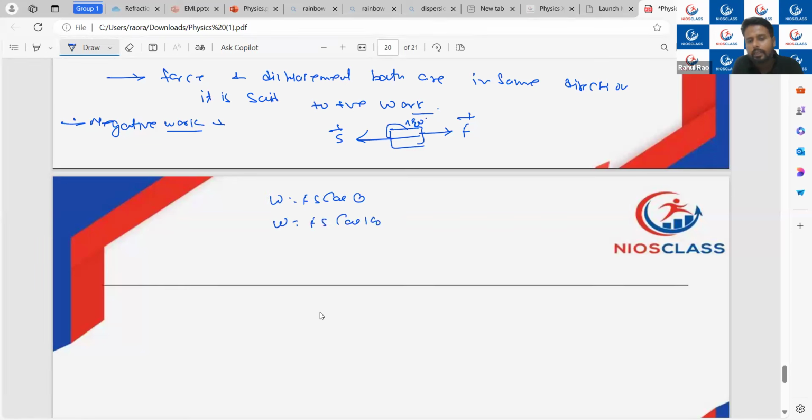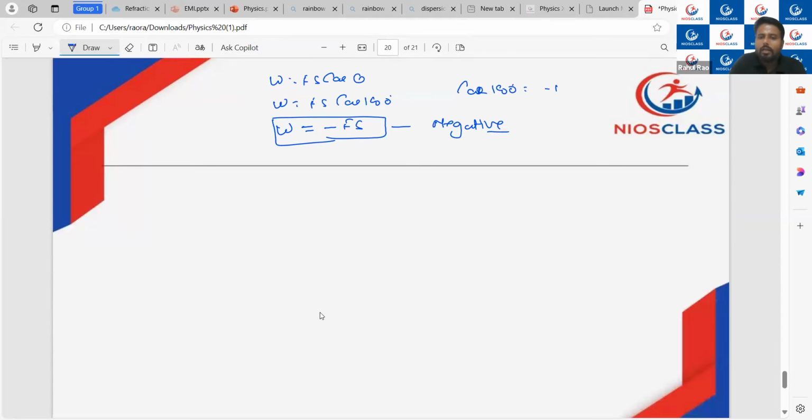Cos 180 degree, and cos 180 degree is equal to -1. So work done will be equal to minus Fs. So this is called negative work. Negative work means force and displacement are opposite in direction, then work is said to be negative work. Correct? So first one is the positive work, second one is the negative work.